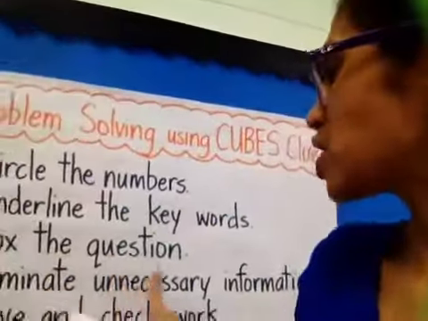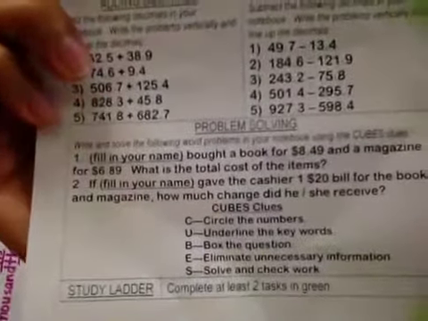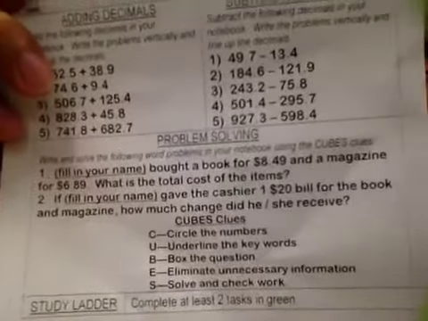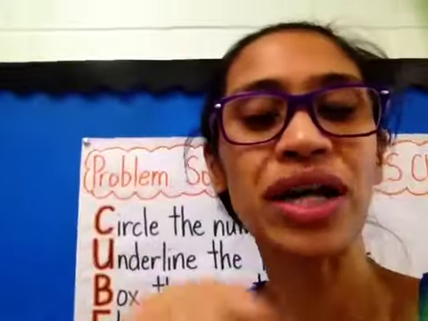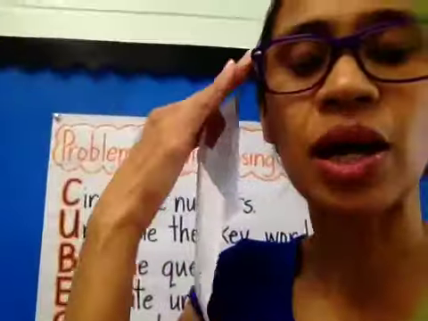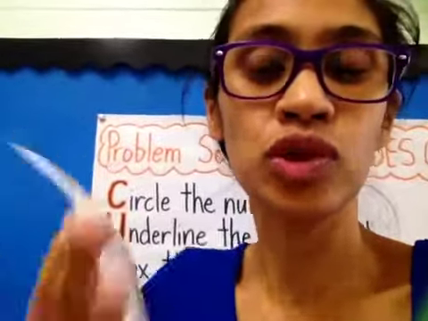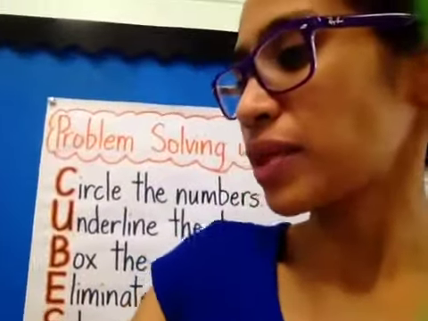All right, box the question. I like to highlight the question. What's the question? What is the total cost of the item? So get a highlighter. You can highlight that, or you can take a box and box that out, because that's going to help you think about what operation do I need to do? Do you already know? Raise your hand if you do. Five for you. All right.